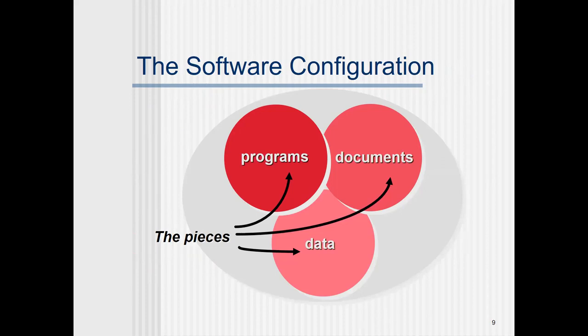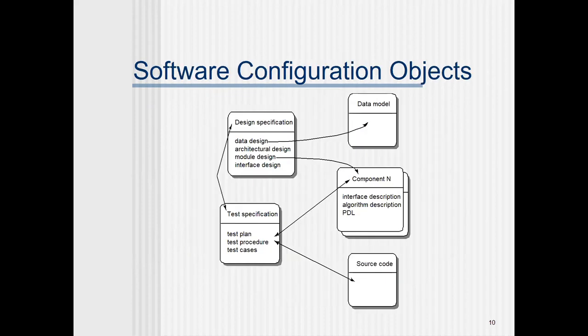So if you look at it, programs, documents, data are the pieces of the software configuration items. And these are the objects which are given in a much more refined manner. Next level, you will find these things as software configuration item based objects. What are they? Design specification object, test specification object, data model object, component object, and source code object. You can ask, sir, what is this diagram? First time I'm seeing this diagram. I haven't got any knowledge about this diagram. These are all nothing but your object diagram.